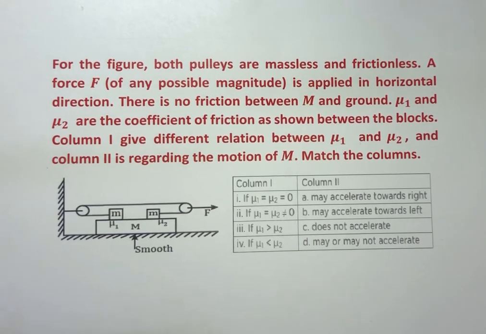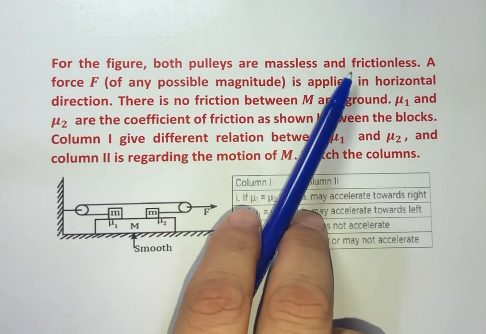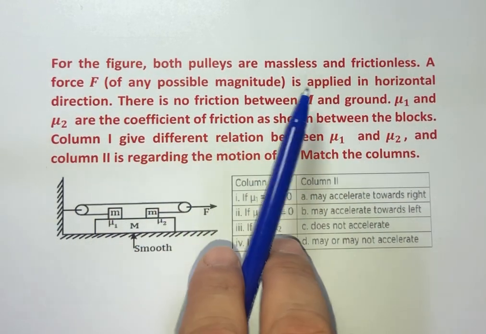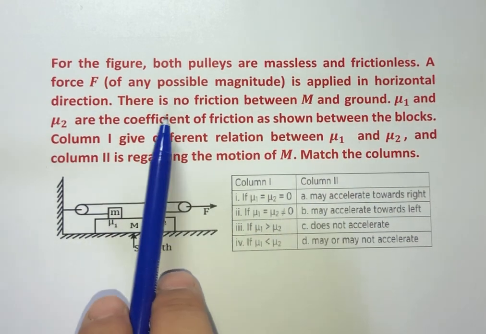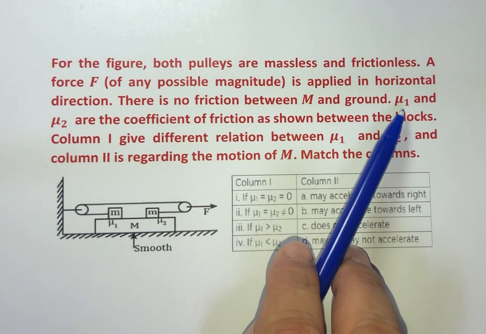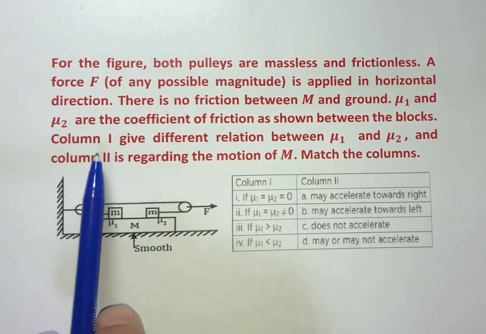Hello friends, in today's question, for the figure, both pulleys are massless and frictionless. A force F of any possible magnitude is applied in the horizontal direction. There is no friction between M and the ground. Mu1 and mu2 are the coefficients of friction as shown between the blocks.